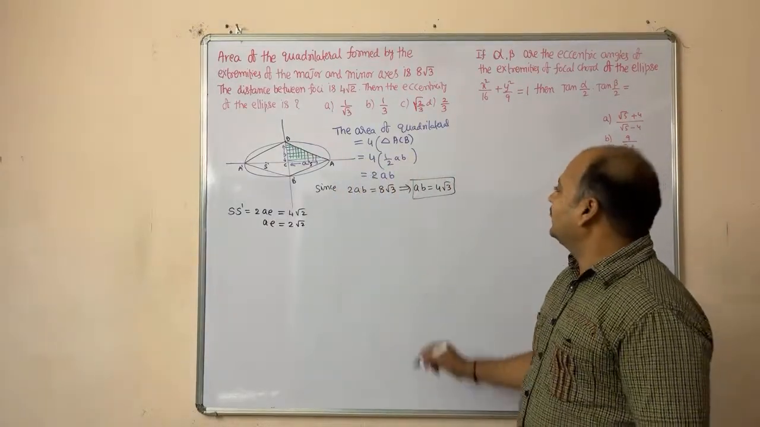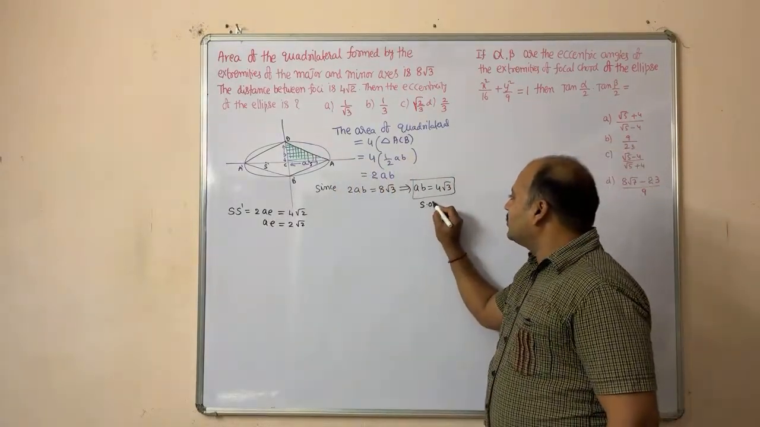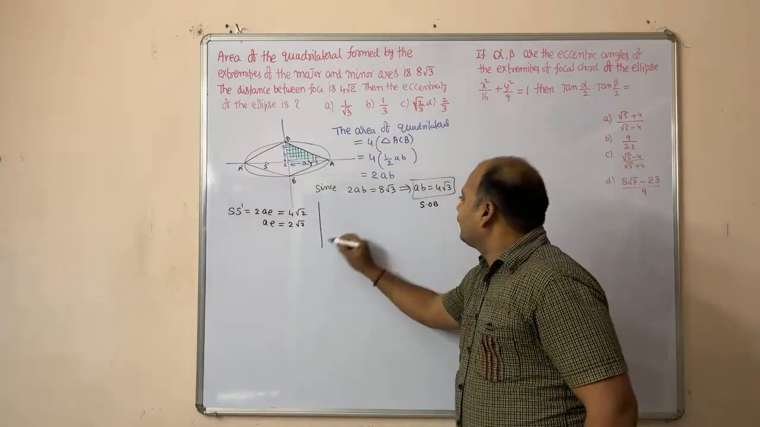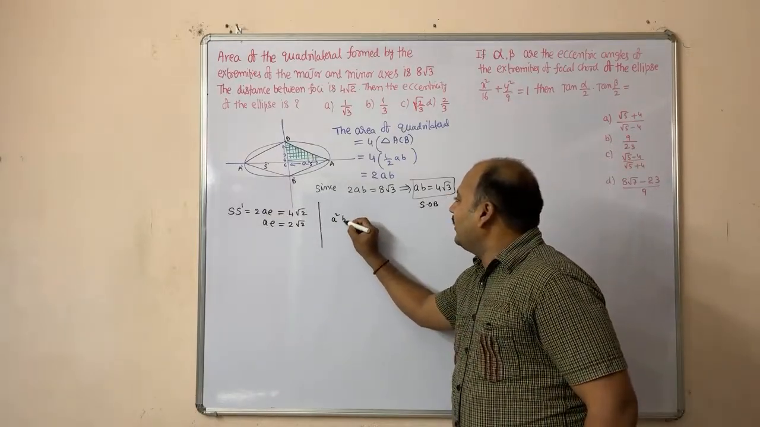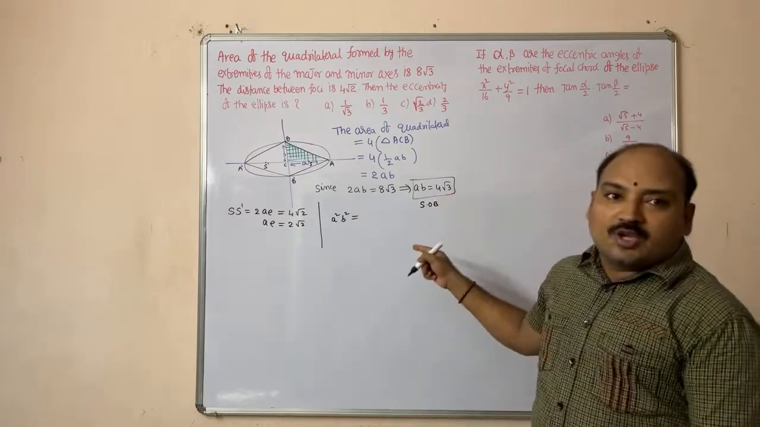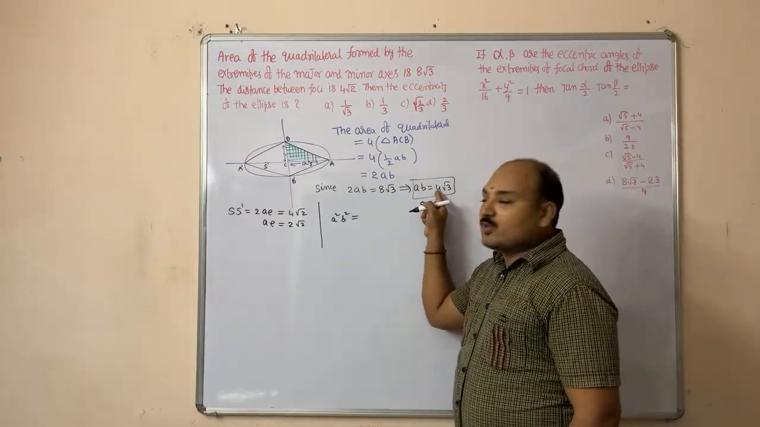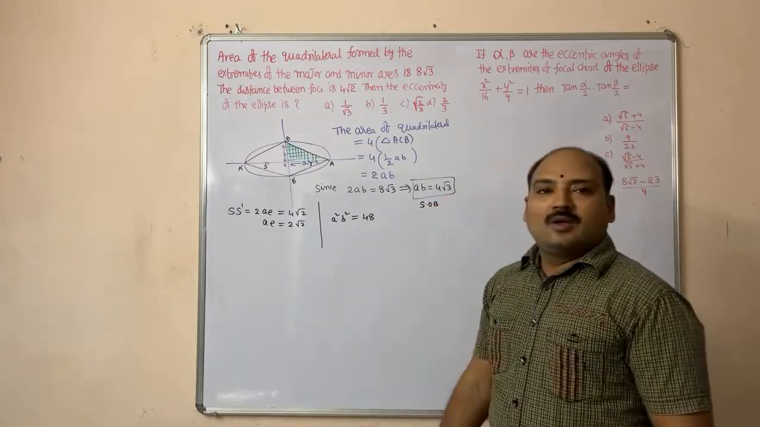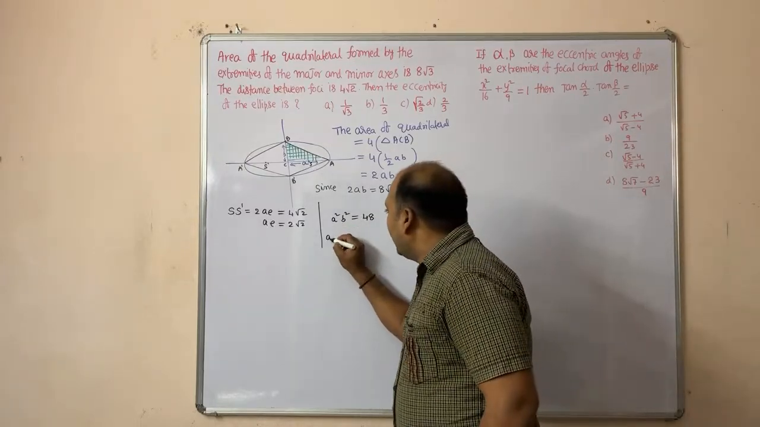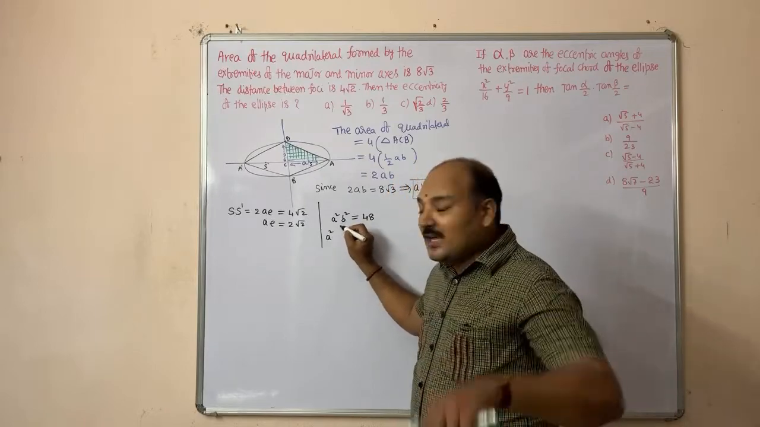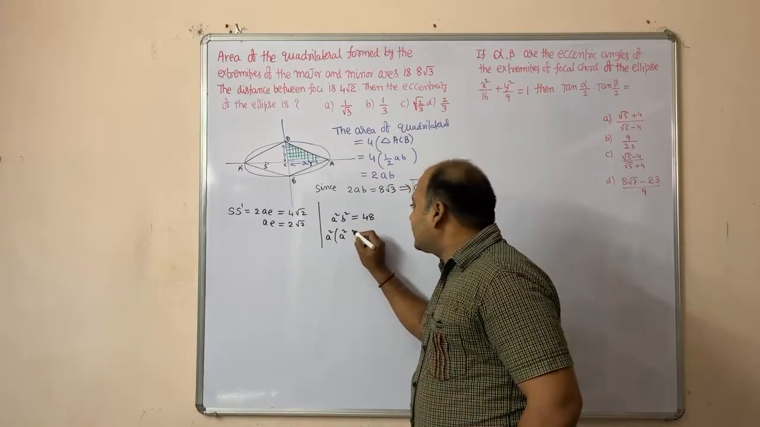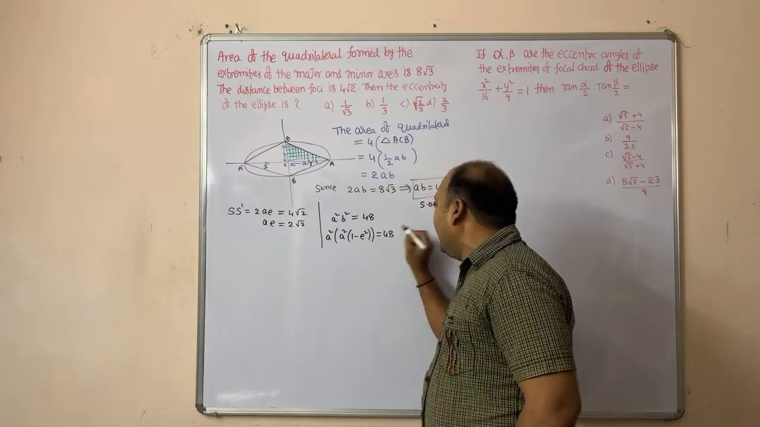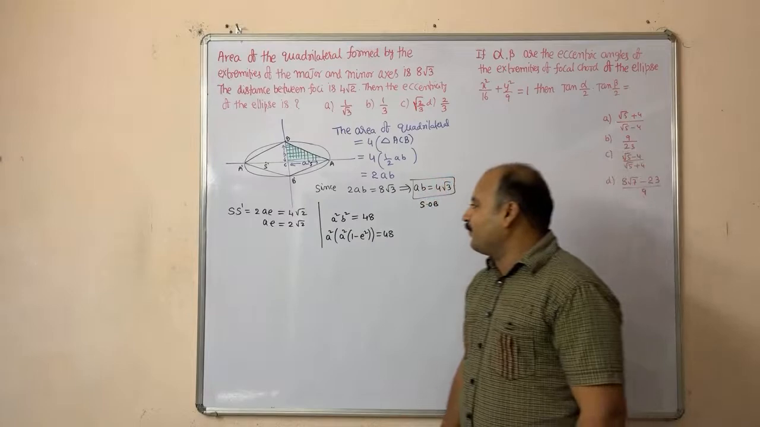After that, squaring on both sides, ab squared. So we are getting here a squared b squared is equal to 4√3 whole squared. 4 squared is 16 into 3, 48. After that, a squared b squared can be written as a squared into 1 minus e squared is equal to 48. I hope you understand this, students.